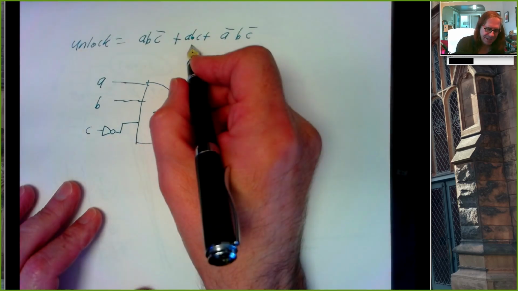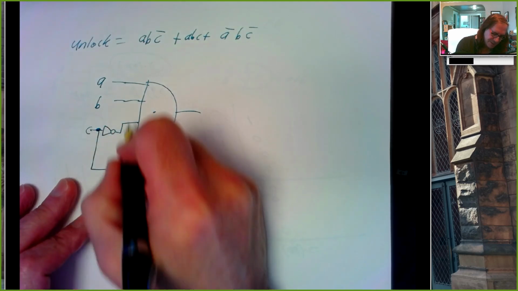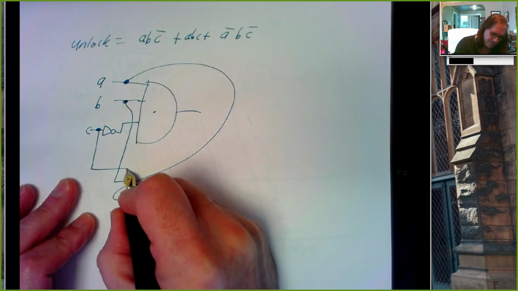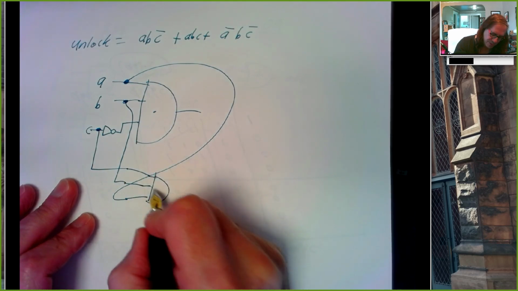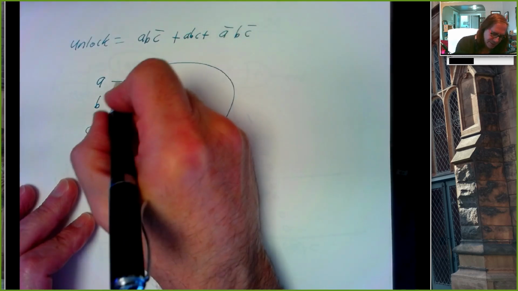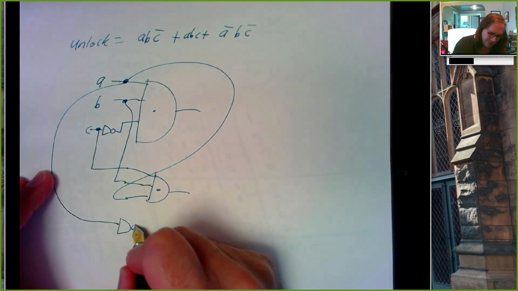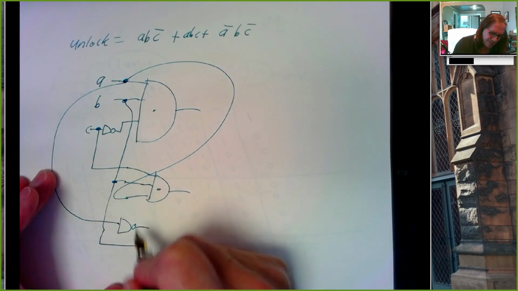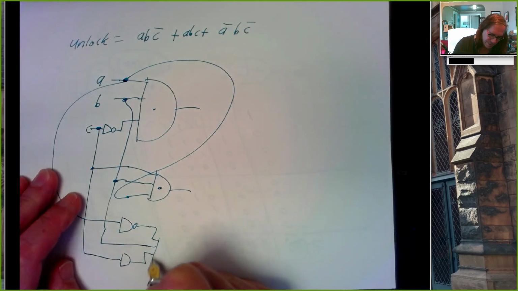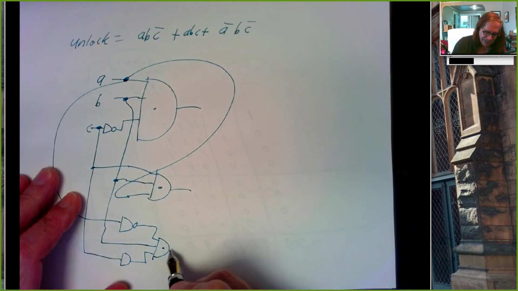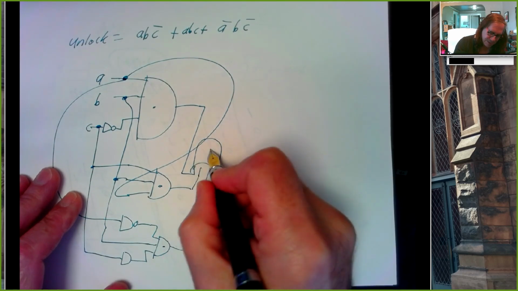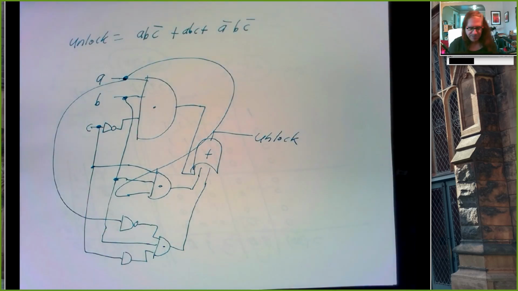And then we also want to AND A, B, and C. So I might take a wire here. And this is not what you want to do. All right, there's another AND gate. So that's ABC. And we also want A bar, B, C bar. So maybe we'll take A bar and put it through an inverter, and we'll take B, and we'll take C and put that through an inverter. And we'll AND that. And then we want to take the OR of these things. And so we'll make an OR gate, and there's our unlock. All right.